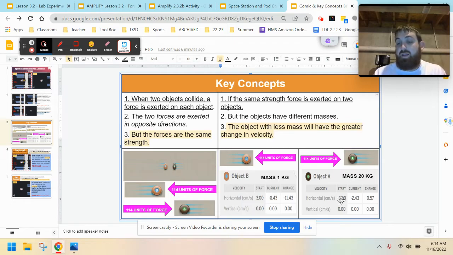For object A, we see that it has a much larger mass. It went from a starting velocity of -3 to an ending velocity of -2.43. So it slowed down and stayed in the same direction. And we can see that here. Object A is moving away from its original velocity, or moving in the same direction, but at a slower velocity. So two objects, smaller mass, larger mass, both have the same force applied to them, but in opposite directions. The lighter object had the greater change in velocity, went from moving in one direction to speeding up and going in the opposite.